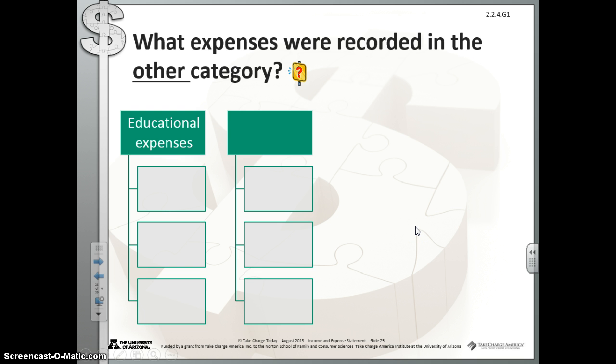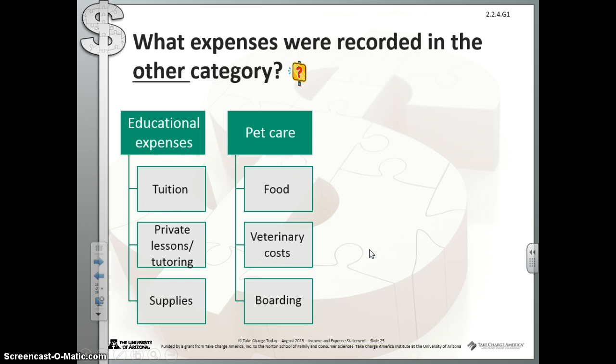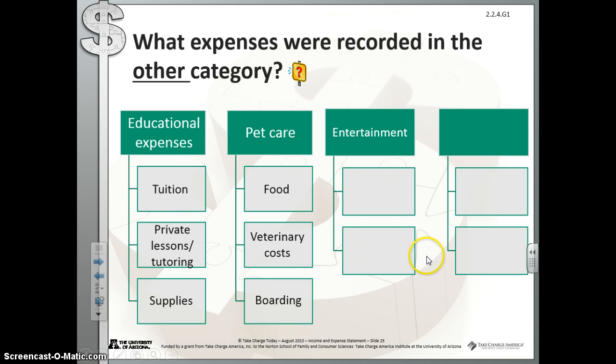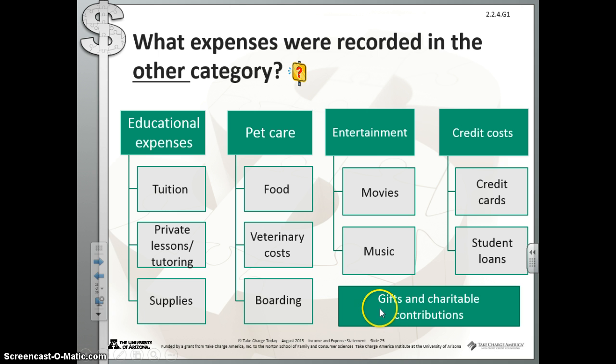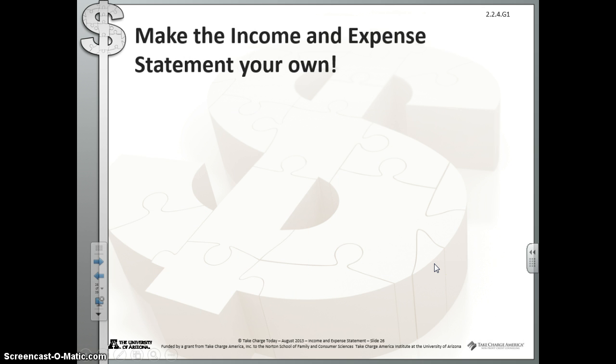Some other things in the other category are educational expenses, tuition, like private lessons and tutoring, supplies, pet care, food, vet cost, and boarding. Entertainment. We all have entertainment. We like to go to the movies, music, or any other form of entertainment that you have to pay for. Credit cost, credit cards, and student loans. Gifts and charitable contributions also can be under expenses.